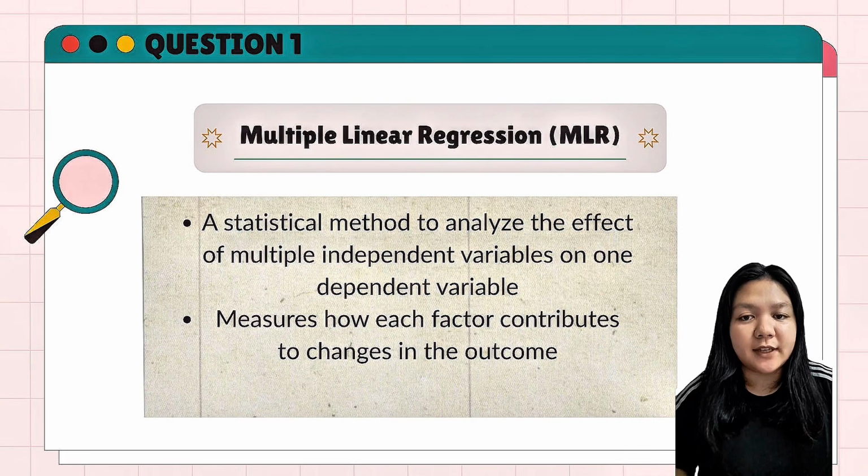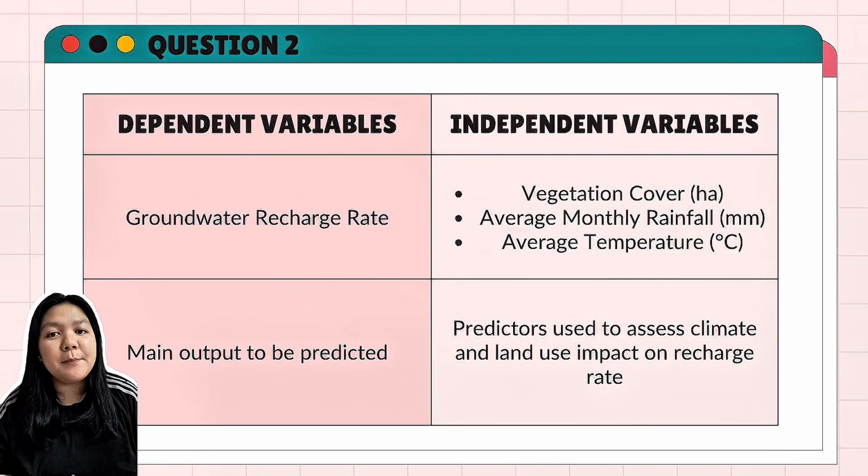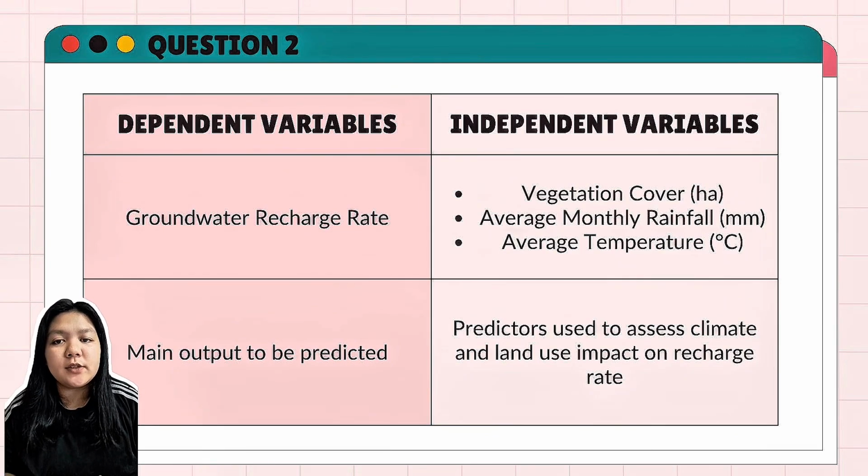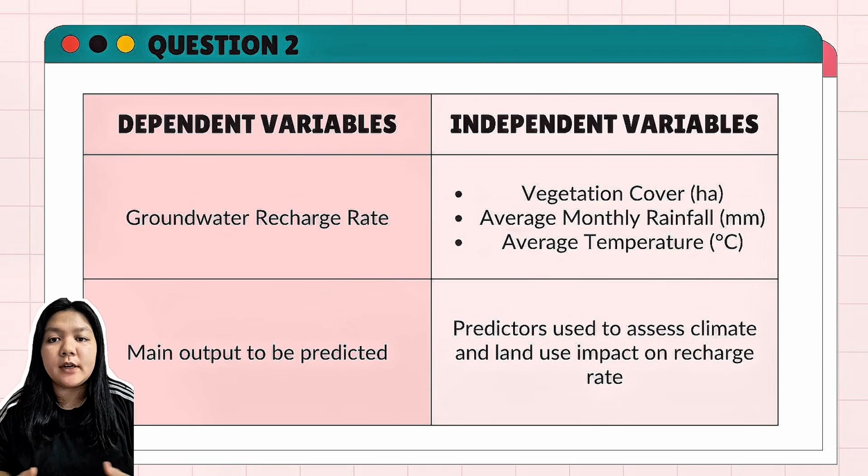Next, based on the given case study, the dependent variable is the groundwater recharge rate, measured in millimeters per year. This variable acts as the most important output that is to be predicted based on changes in several other variables. It's the central outcome we're trying to understand and forecast.